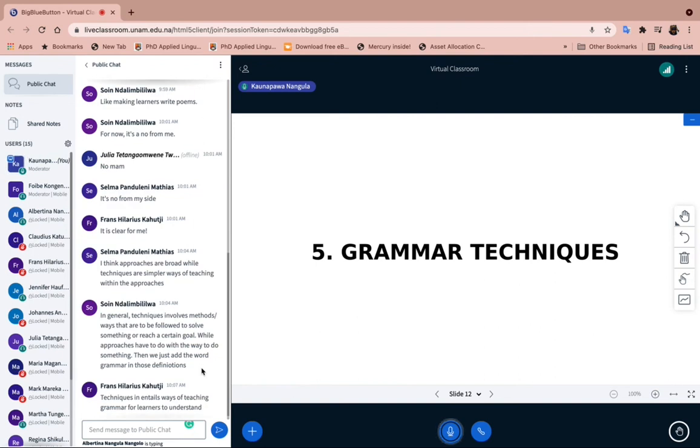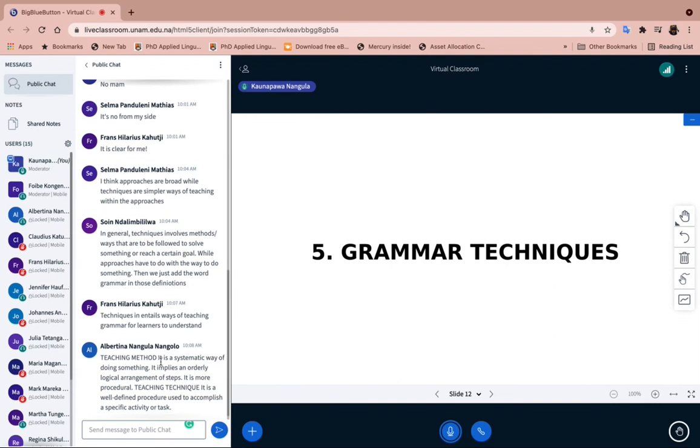All right. And then after approaches, we have got techniques. Techniques entails the ways of teaching grammar to learners. Teaching method is a systematic... Yes, and it's good that you brought up both Soin and Albertina. They both brought up method, and sometimes methods are used interchangeably with approaches. All right, methods and approaches.